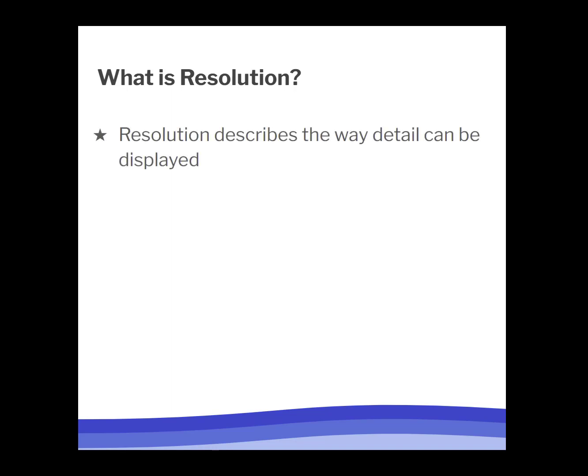We are going to learn today about axial resolution. But first we need to ask, what is resolution? Well, resolution describes the way that detail can be displayed. When we say something has more, better, or higher resolution, it means that it can create a more accurate display. Therefore, higher resolutions are preferred for image accuracy.